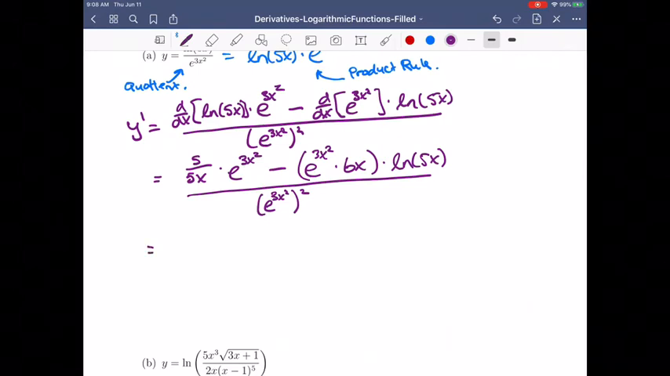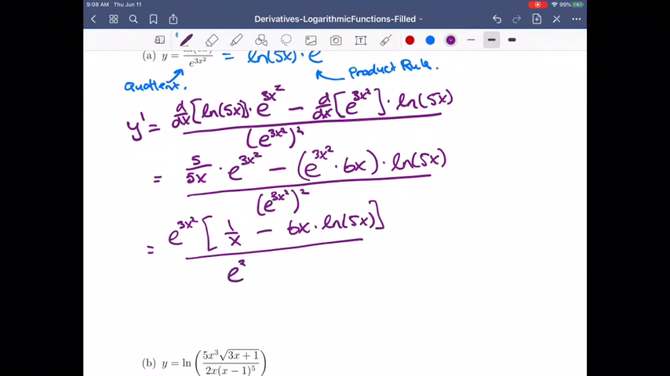I can factor out an e to the 3x squared. So I'm just left with 1 over x, and then 6x ln of 5x, all over e to the 3x squared, all squared. Now I can cancel one of those.